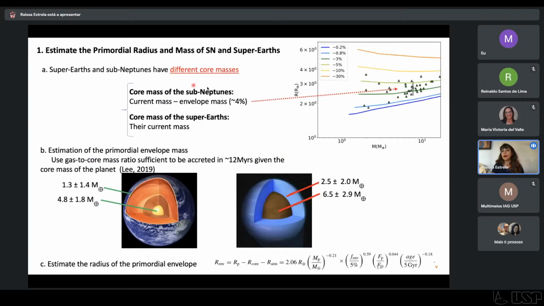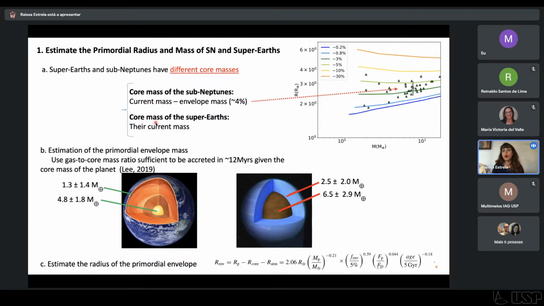So to compute the primordial population of sub-Neptunes and super-Earths, we need to do three steps. One, we need to know the core mass of these planets. For the sub-Neptunes, if you know the envelope mass they have today, you just subtract this envelope mass from the current mass, and you get the core mass. For the super-Earths, we take a crude approach where we say that they are all bare cores of sub-Neptunes. So they have no envelope, and their current mass is basically their core mass.